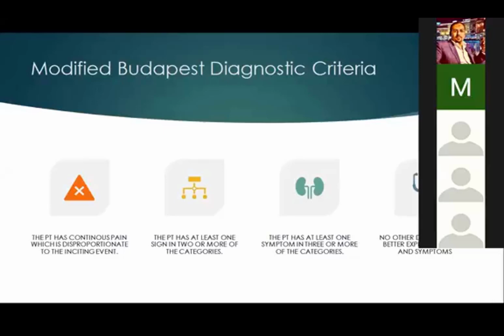pain, which is disproportionate to the inciting events. Remember this word, please. It should be disproportionate. The patient has at least one sign in 2 or more of the categories. I'm going to speak about this now. Also, the patient has at least one symptom in 3 or more of the categories, and no other diagnosis can better explain the signs and symptoms.